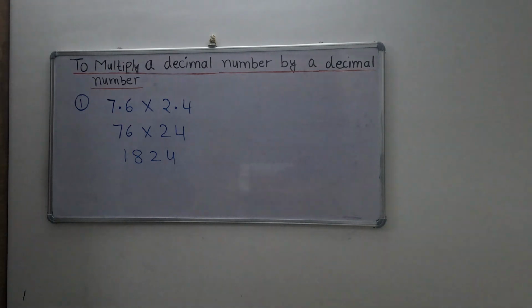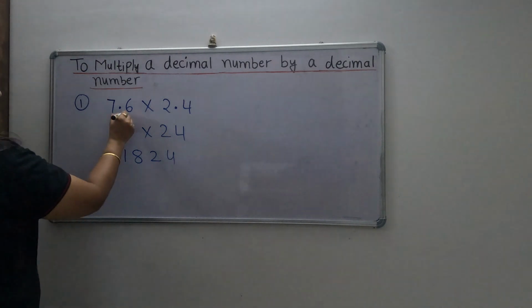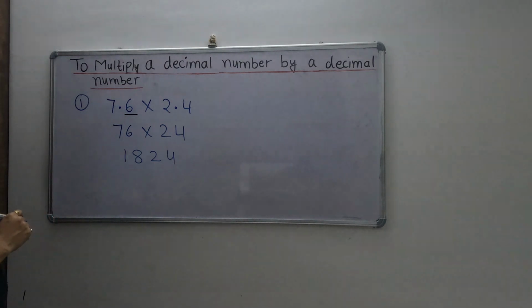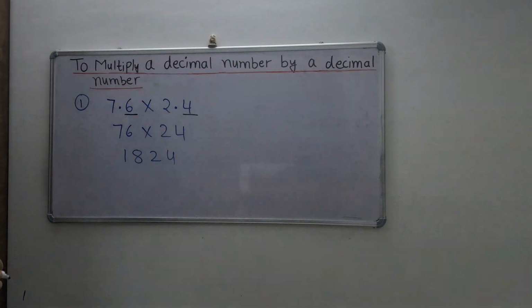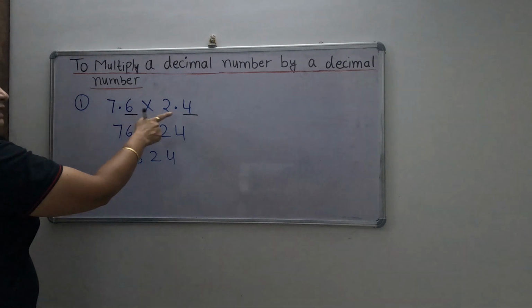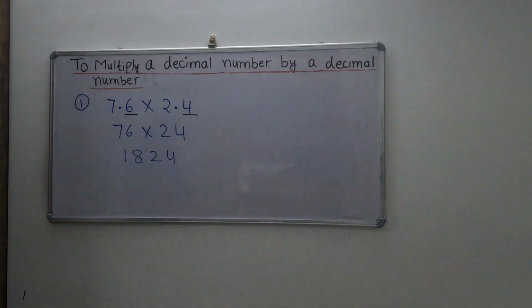1824. Now what is the next step? Count the number of decimal places in each number. What is the decimal places here? 1. What is the decimal places here? 1. Total, count the number of decimal places in each number and add these. So 1 plus 1, 2 decimal places. How many decimal places? 2.